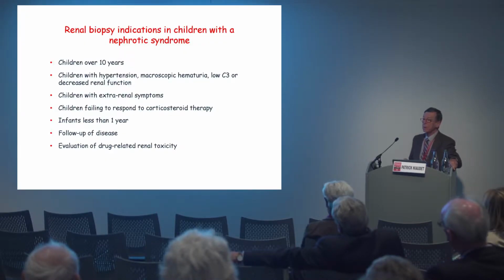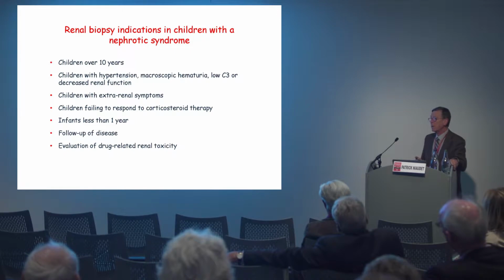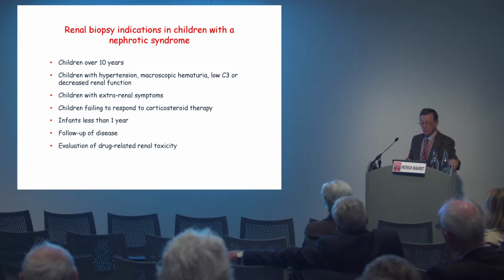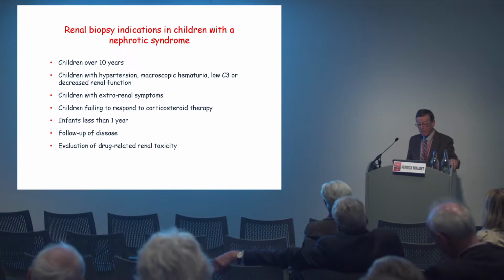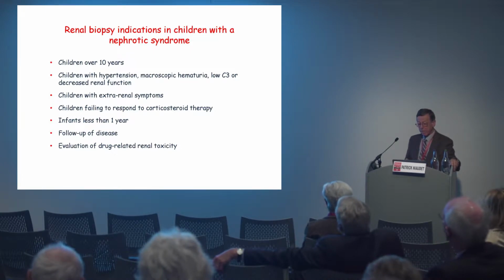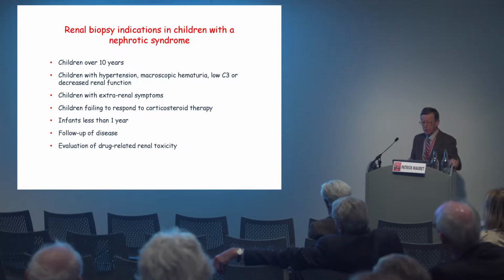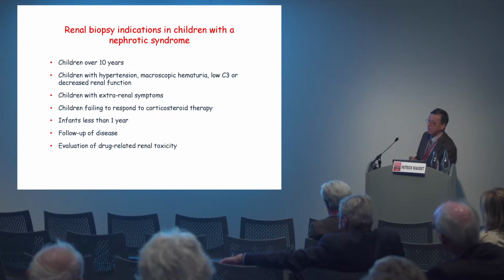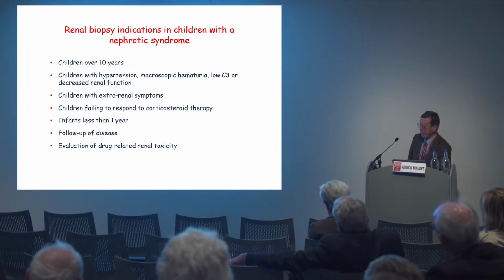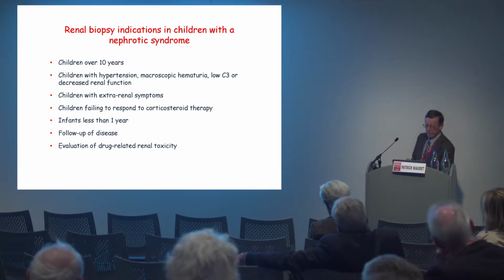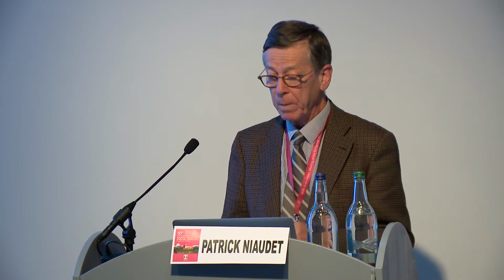Children over 10 years may require a biopsy, essentially because steroid therapy may be deleterious after the age of 10 during puberty. Children who develop hypertension before steroid therapy, macroscopic hematuria, low C3, or decreased renal function may need a renal biopsy before starting steroid therapy. Children with extrarenal symptoms, mainly those children who failed to respond to corticosteroid therapy.